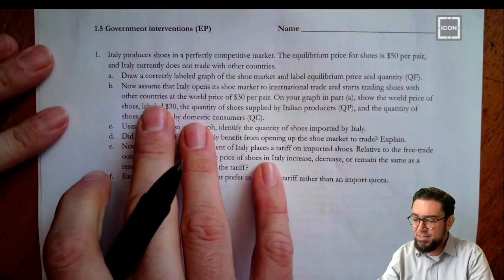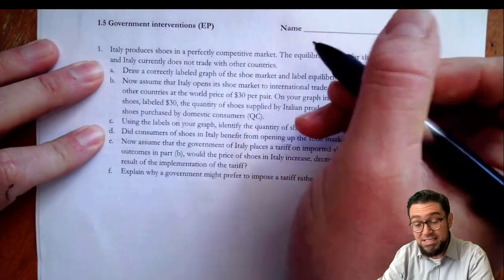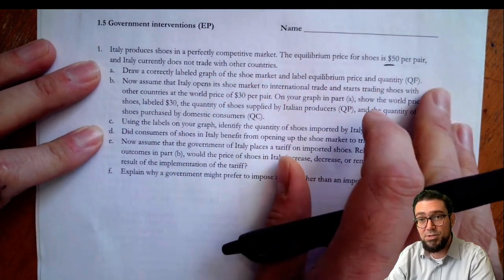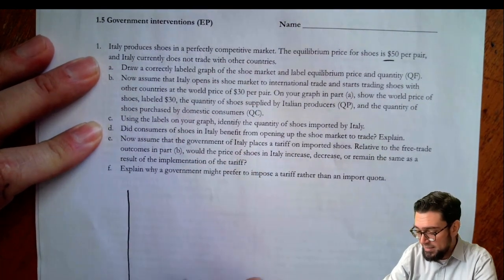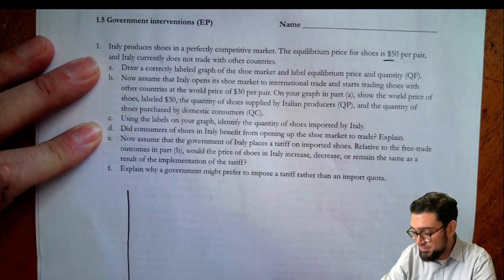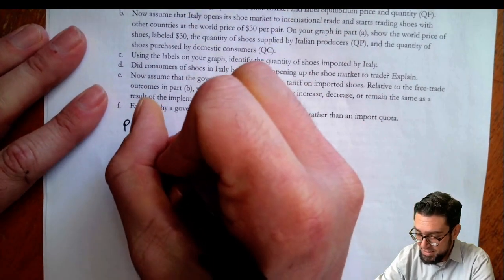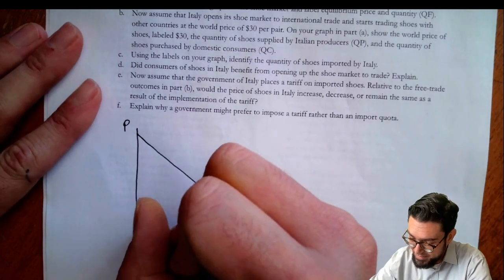It says that Italy makes shoes in a competitive market and the equilibrium is 50 a pair. Italy doesn't trade with anybody. And so part A says just label a shoe market and label the equilibrium quantity and price. So let's go ahead and start with part A. And we want to make our graphs really nice and big, right? That's a first tip here: make it really, really big because it's going to be a lot harder if we don't. And let's say supply and demand.